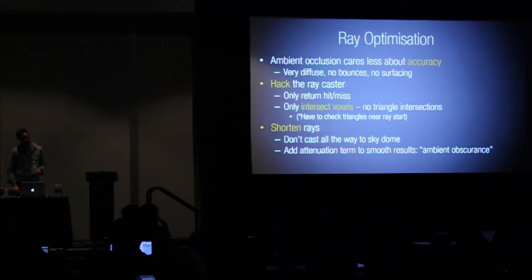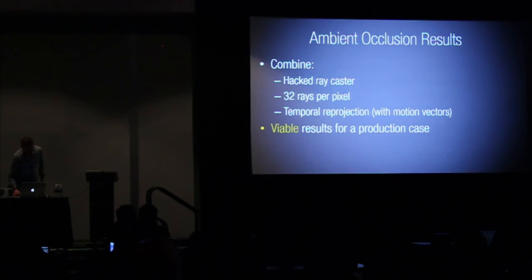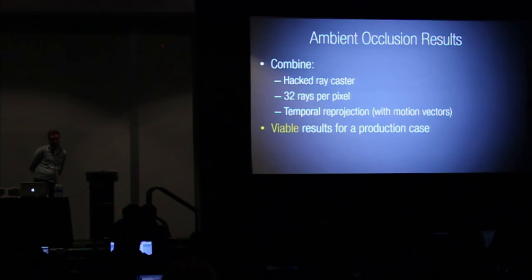We don't need to be that accurate about the rays. The other thing we can do is just shorten the rays a lot. If we don't need to cast all the way to the sky, we can just cast a few meters and it will probably be good enough because the result diffuses a lot. So in results, with a hacked raycaster that we've messed around with, we managed to get from 16 to 32 rays per pixel. By optimizing heavily enough, we managed to double the number of rays. And then we've added a big temporal reprojection step, and what that has given us is something that's actually viable just about for production use.